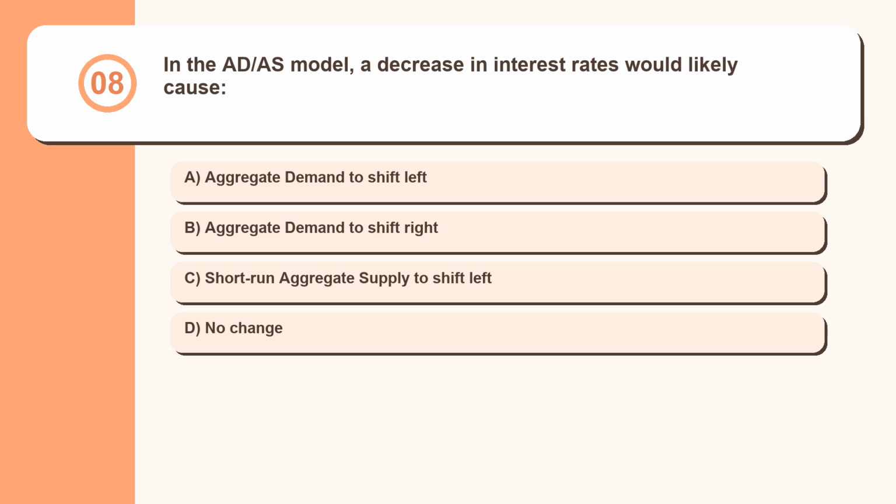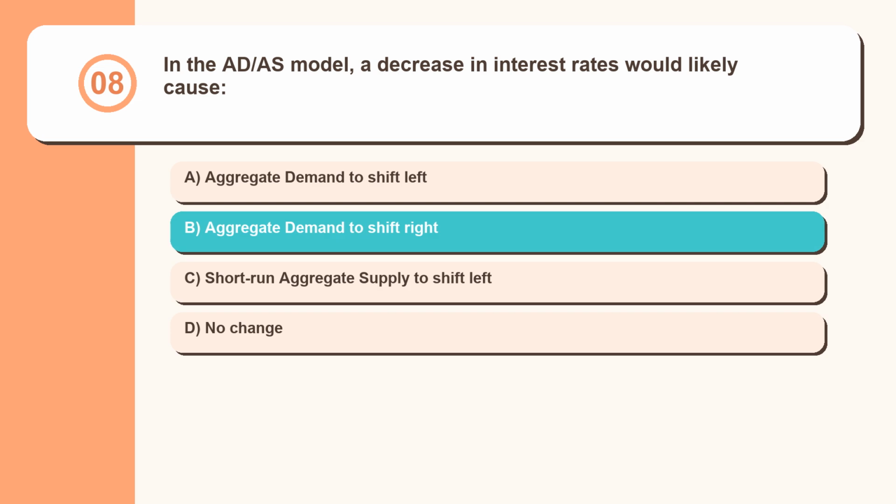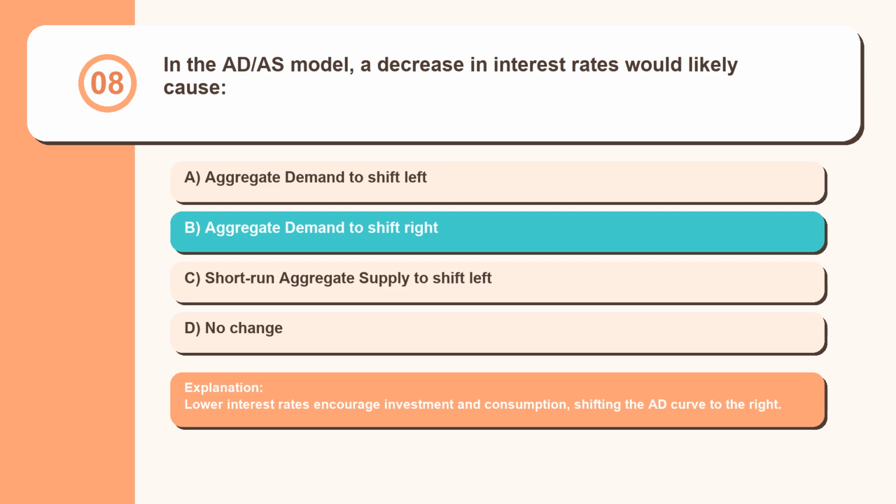Question 8. In the AD/IS model, a decrease in interest rates would likely cause aggregate demand to shift left, aggregate demand to shift right, short-run aggregate supply to shift left, no change. Lower interest rates encourage investment and consumption, shifting the AD curve to the right.